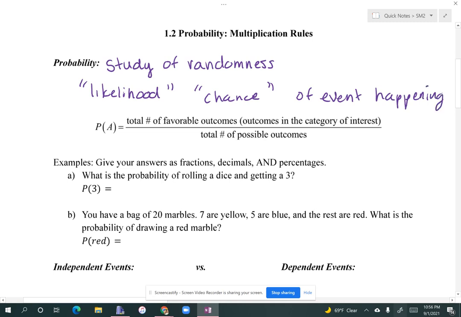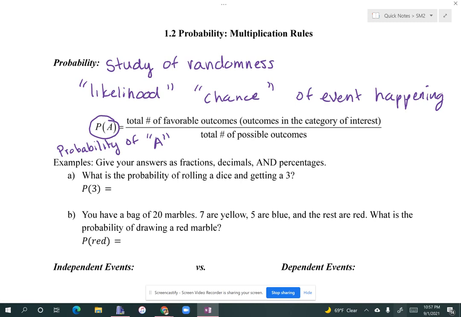And just like we did before in 1.1, probability has some notation that we need to get used to. So whenever you're going to be asked to find the probability, it's going to look like this, where it's a capital P, and the way you would read this is the probability of A, whatever that event is, and A will stand for event. So whether that's the probability of rolling a dice or flipping a coin and getting heads, that's what they would ask you for, but that's how you would read that.